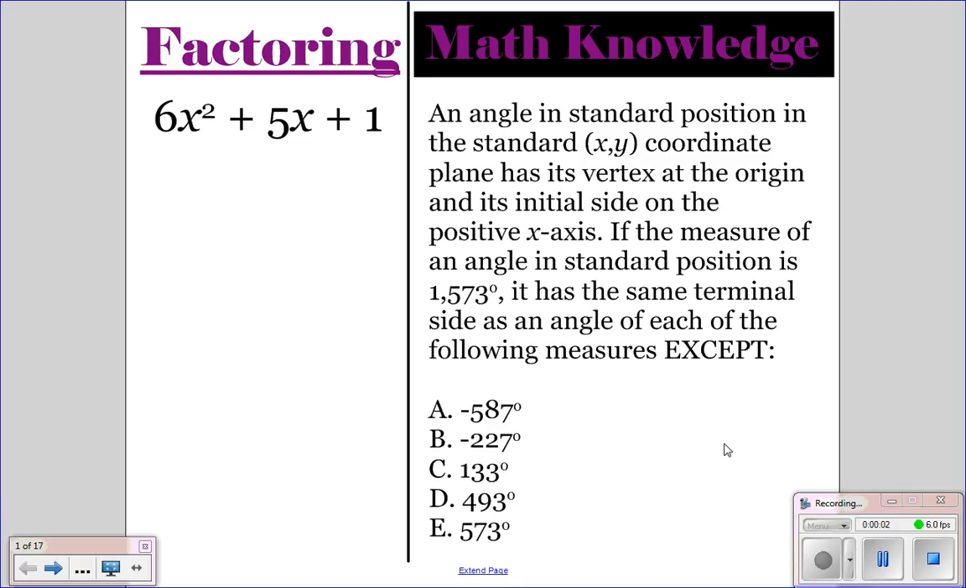All right, so we're going to look at the factoring and math knowledge question. After y'all have paused the video, I'll show you the correct answers.